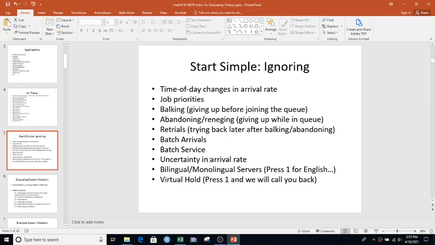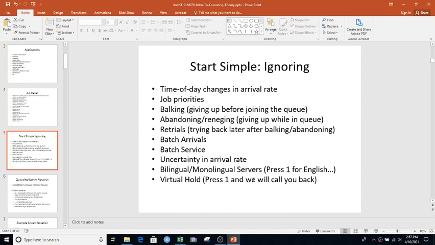There's uncertainty in the arrival rate. Maybe the weather will affect the arrival rate, and there's uncertainty in the weather forecast. There's different servers having different skills, like some servers might be bilingual and some servers might be monolingual. And there's stuff like virtual hold where they say, we have a long wait time now, but press 1 and leave a message and we'll call you back within 24 business hours or something.